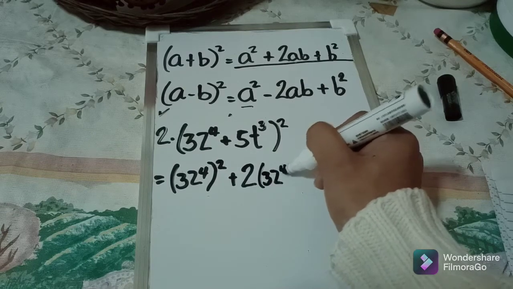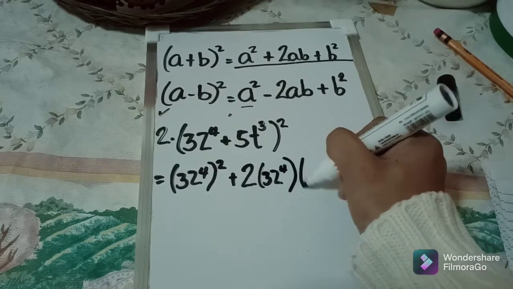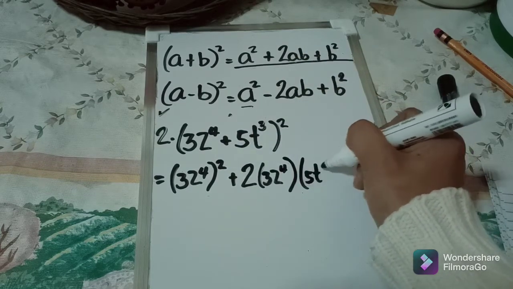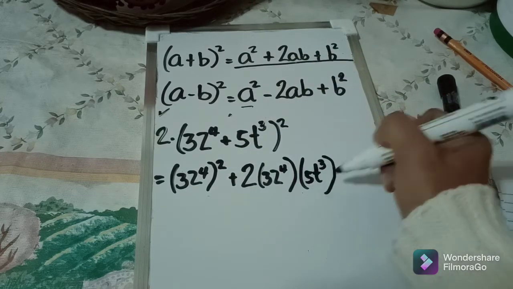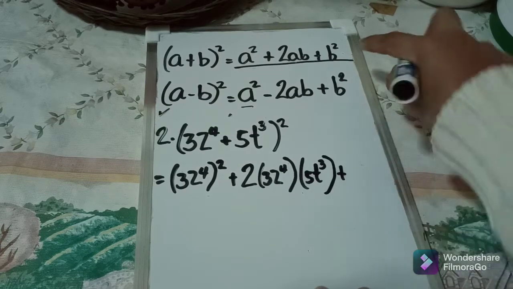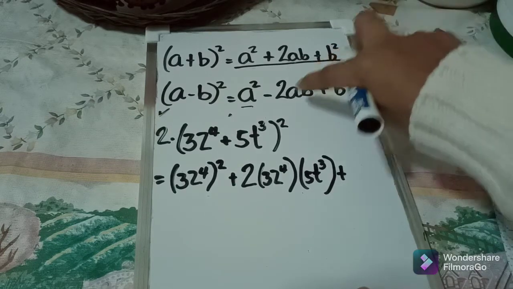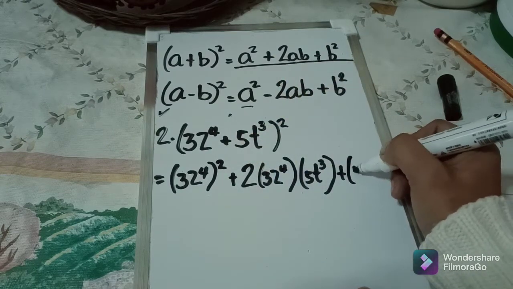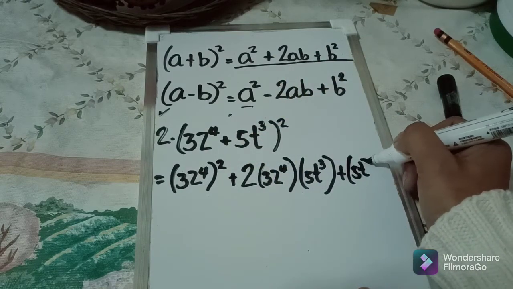3z to the 4th times b, which is 5t to the 3rd power, plus b squared. Where is our b squared? This one, 5.